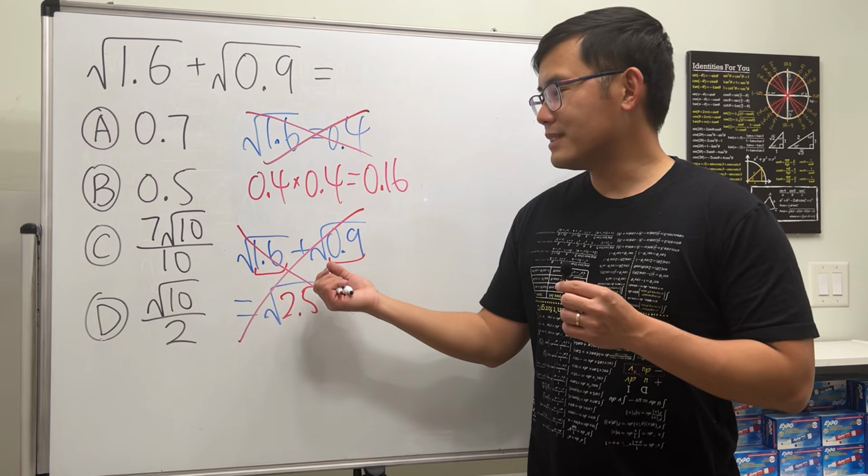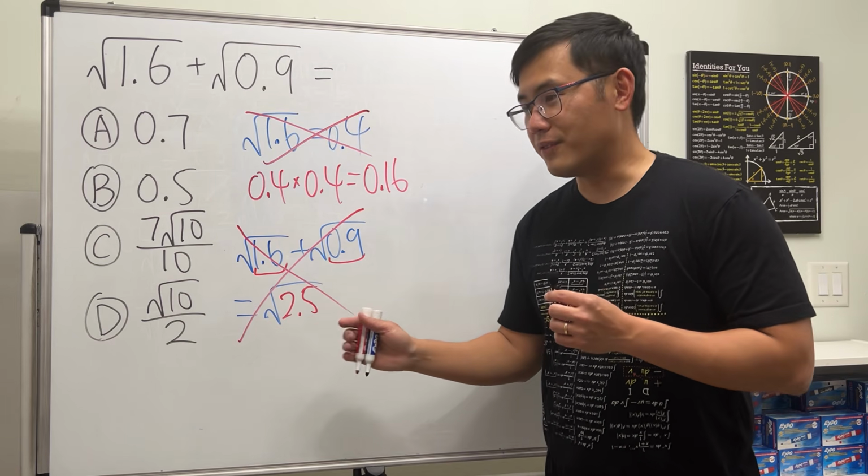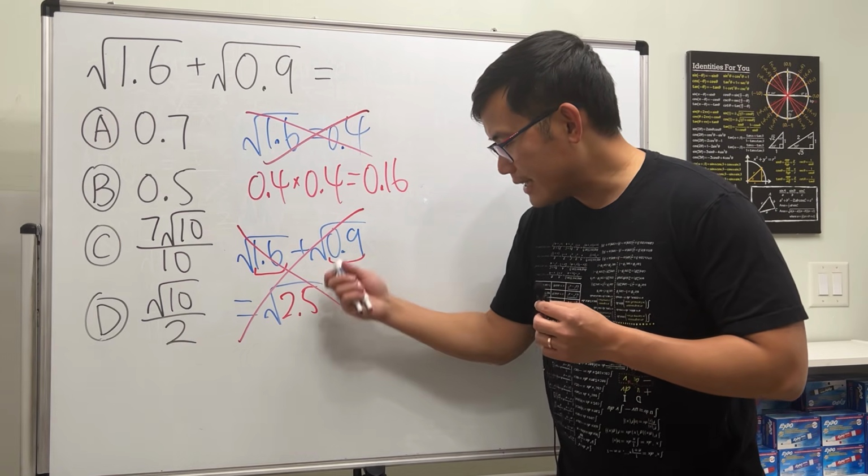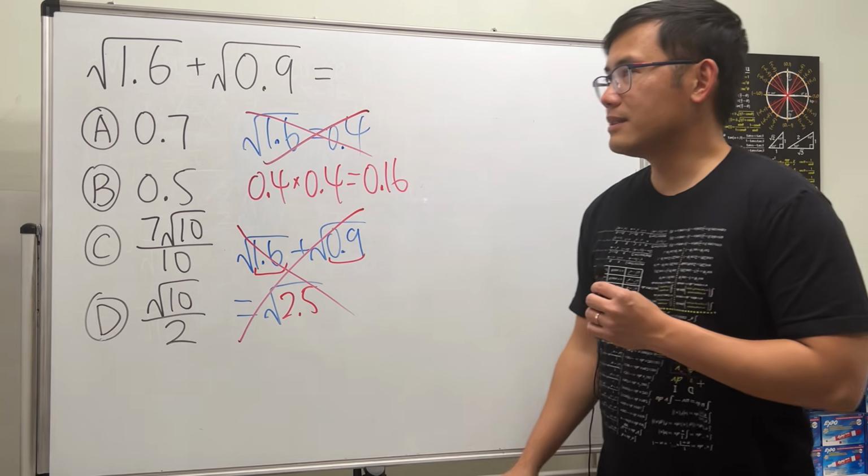When we're trying to combine square roots, we have to make sure we simplify them first. It's almost like getting a common denominator for fractions. So do not just add the numbers inside. Now, here is the correct way to do it.